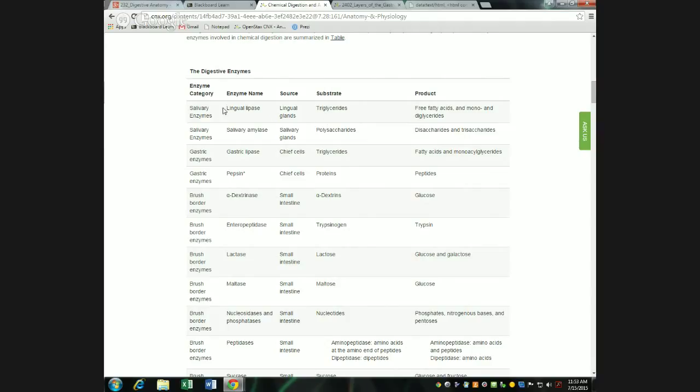The first thing in this table here says lingual lipase. What do you think a lipase breaks down? Lipids, right? That's exactly how you parse what that means. Amylase breaks down starch because amyl means starch. Lipases break down lipids because lip is the root of lipid. Okay. I don't believe that lingual lipase is really a thing.